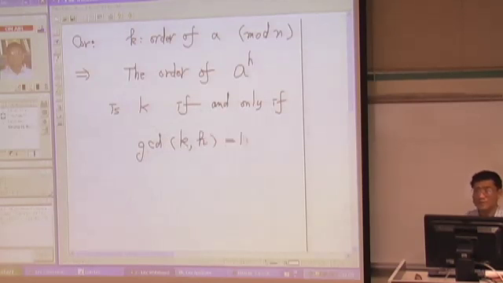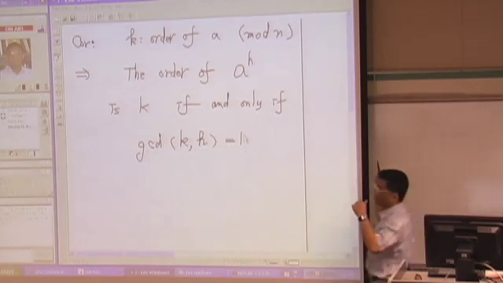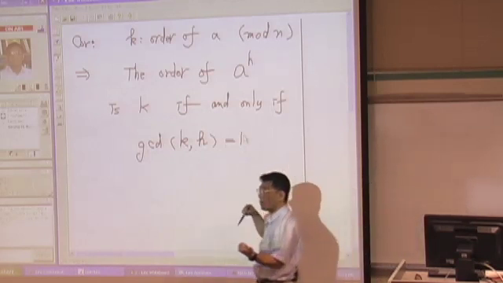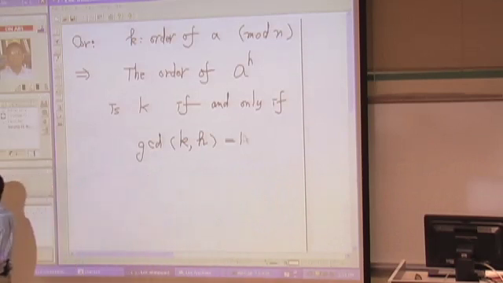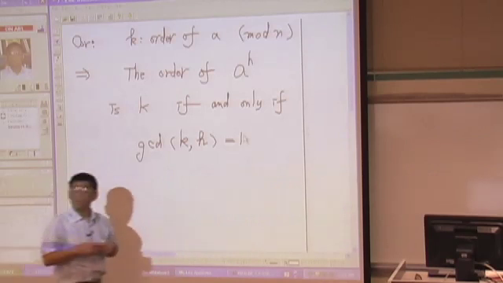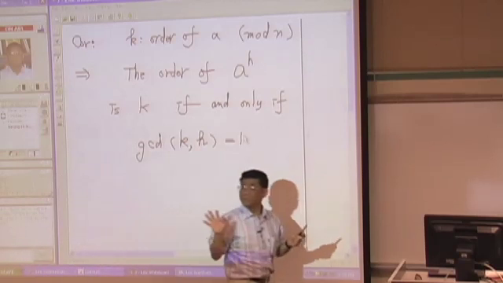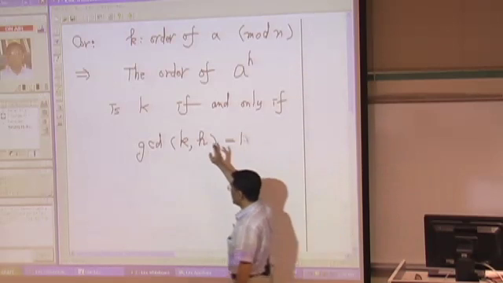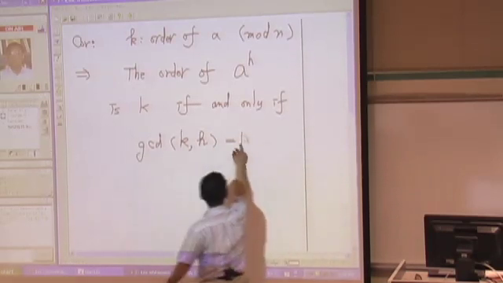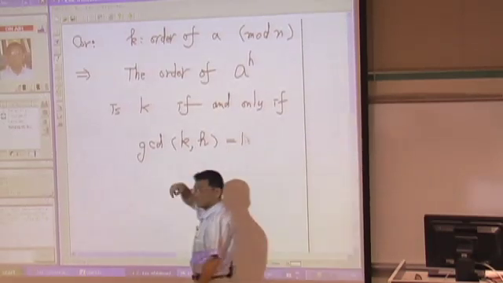Why? Because if this is 1, then in the previous theorem, the denominator becomes what? 1. The denominator becomes 1. So k over g was the order, but g became 1 because of this condition, then automatically the order is k. So this is the corollary. Any questions? So in the previous theorem, I replaced the denominator g by GCD, and GCD happened to be 1. In other words, the order is k.